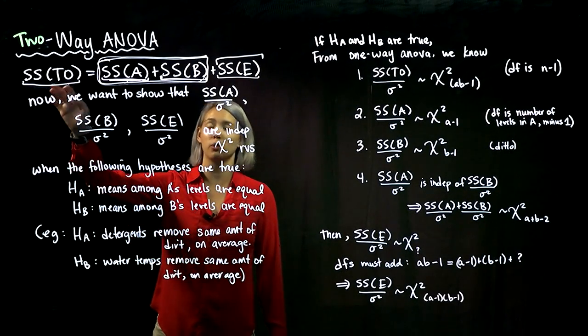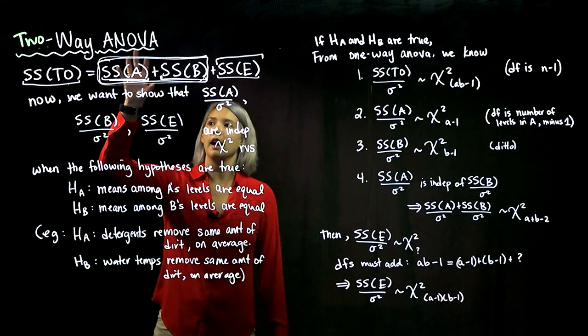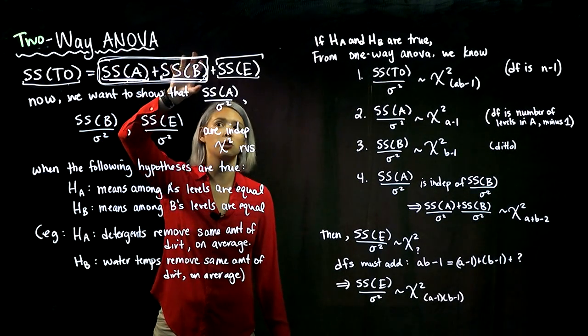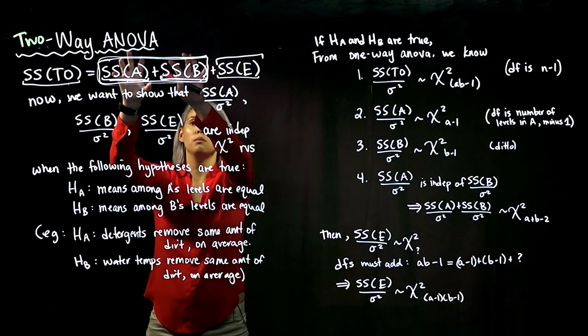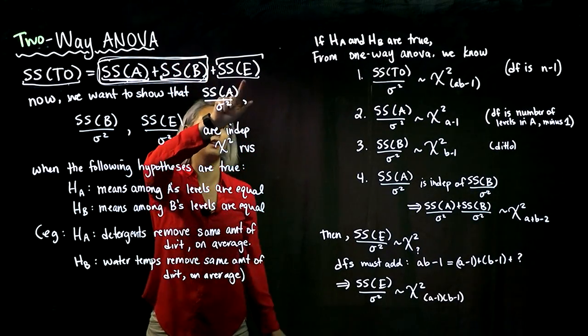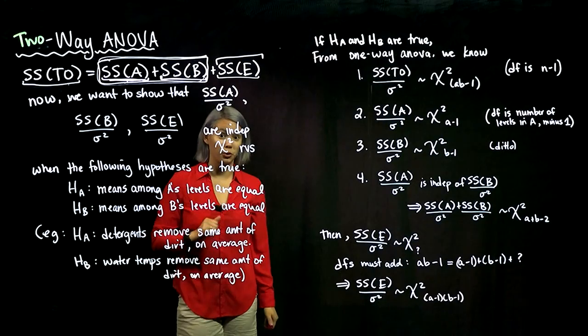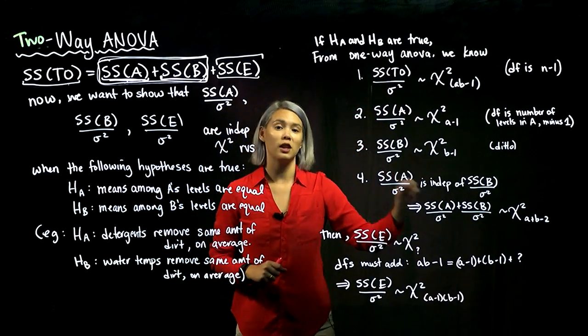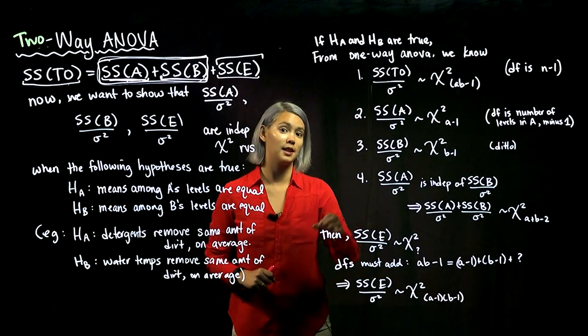All right, so now we figured out that SS total over sigma squared is chi-squared distributed, and SSA over sigma squared is chi-squared distributed, SSB over sigma squared is chi-squared distributed. These two components are independent of each other, and then finally, SSE over sigma squared is also chi-squared distributed, and we have all the degrees of freedom here. So that will help us set up the test statistics in the next video.